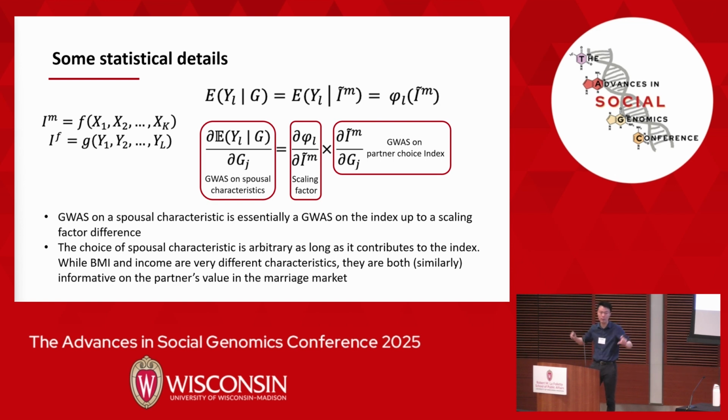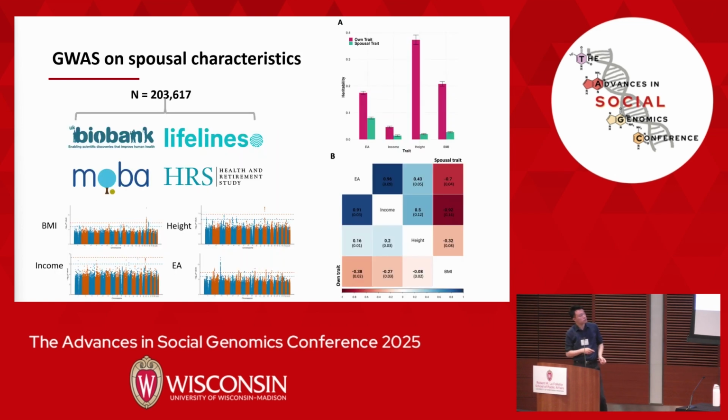You can actually work out the math under some assumptions. Based on this idea, we did GWAS on BMI, height, income, and educational attainment (EA) of partners' phenotype in 4 different cohorts. We collected over 100,000 couples, so total sample size 200,000. We did meta-analysis, so there is some evidence for this.